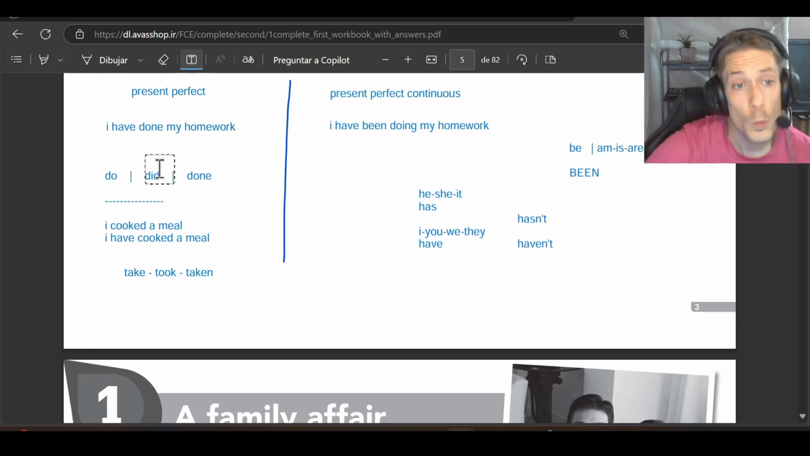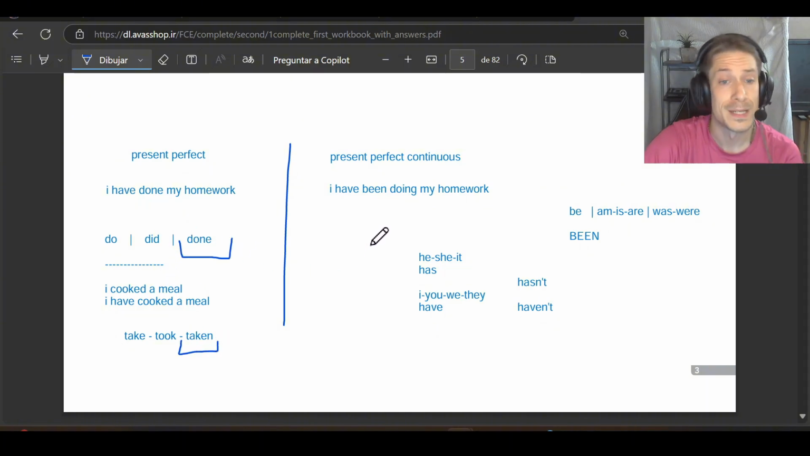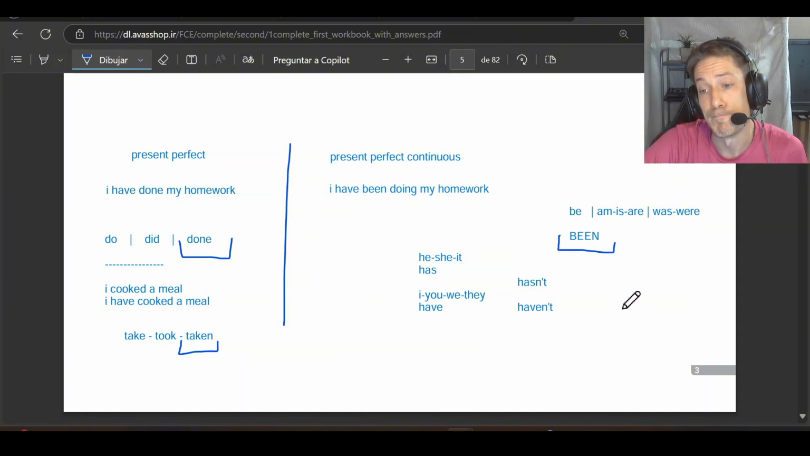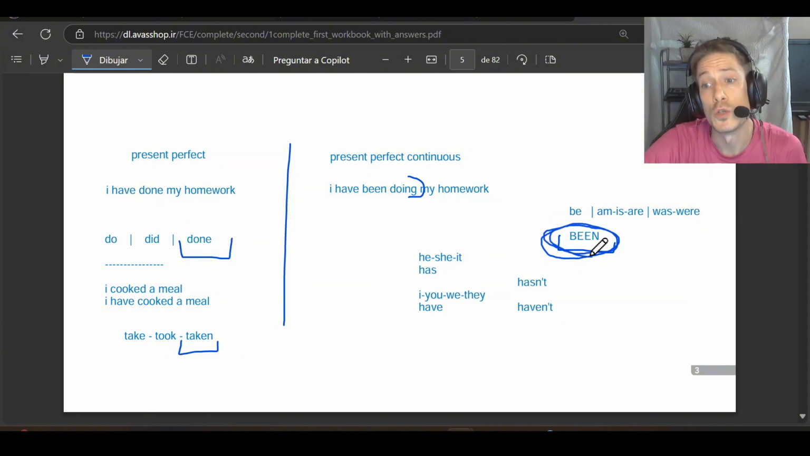Keys: you should learn which verbs change, which verbs have participle forms. So this third column of the conjugation lists, you should study them. And on the other hand, my recommendation for the present perfect continuous, the easy part is that it always uses -ing, just like present continuous. But remember, it is key to use "been."